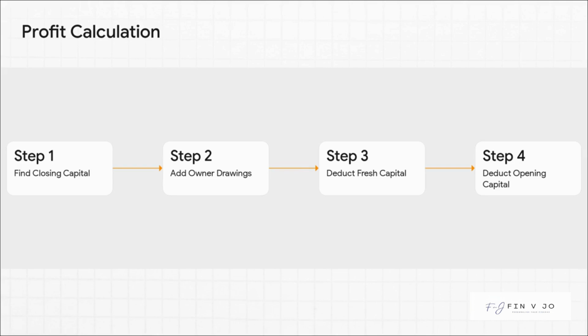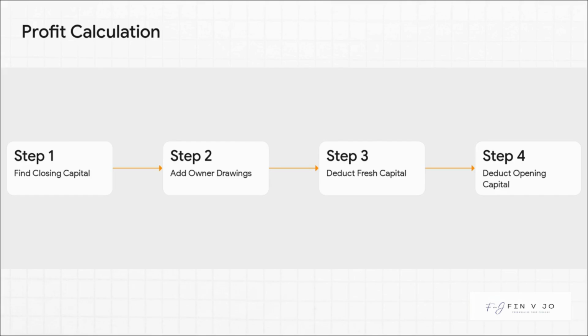Step 2, add any owner drawings back in. Now you might be wondering, why do that? Because that was value the business organically generated before the owner just pulled it out for personal use. Step 3, deduct any fresh capital introduced during the year, simply because that's outside money injected into the business, not operational profit. And finally, step 4, deduct the opening capital. What you're left with after all these adjustments is the true, organically generated profit or loss.